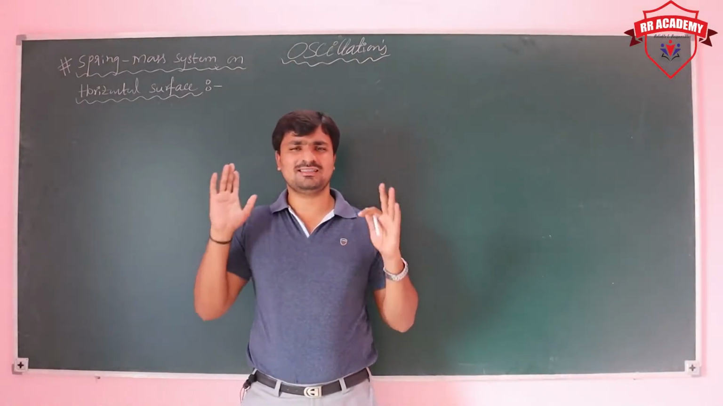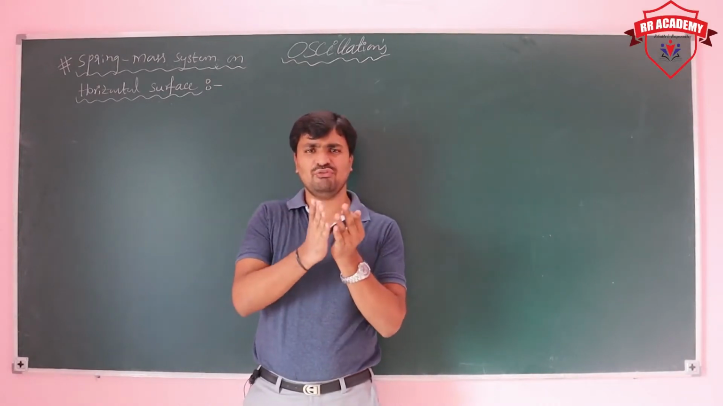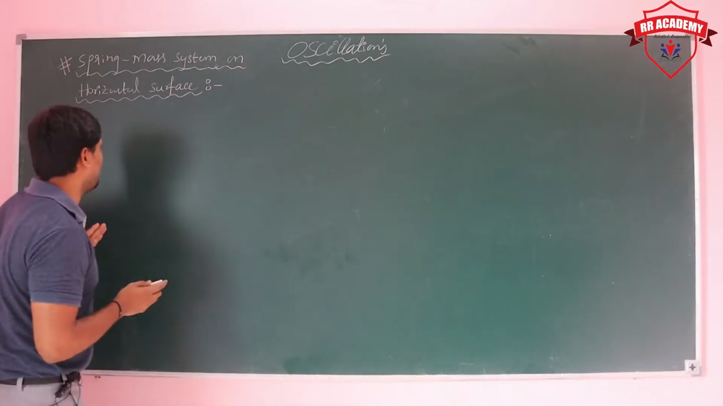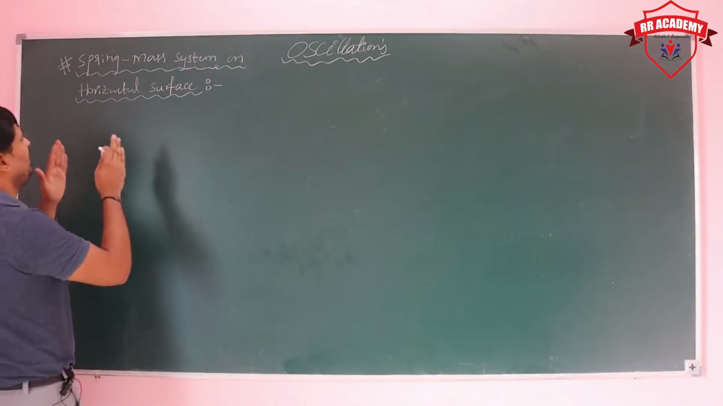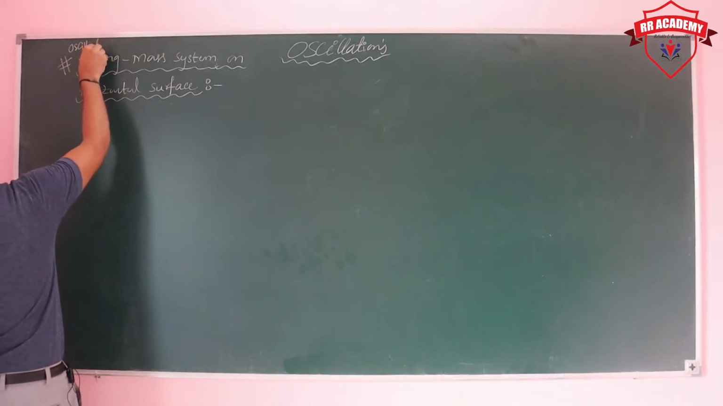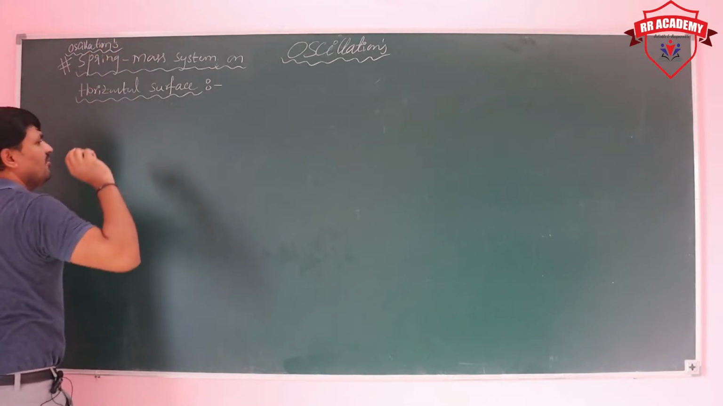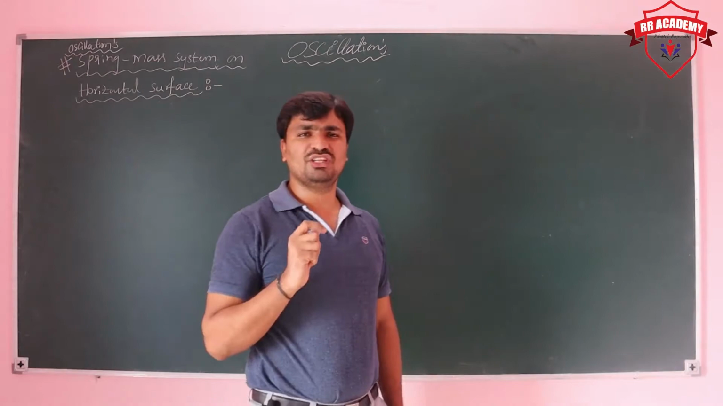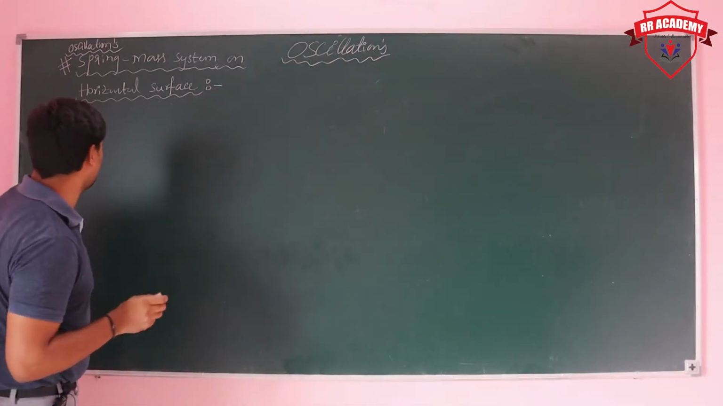Let's see here the spring mass system. In case we are considering a horizontal surface, how will it act? And what we have to find here is oscillations. You can keep oscillations of a spring mass system on a horizontal plane. Here we are going to calculate the time period as well as the frequency of the oscillation.